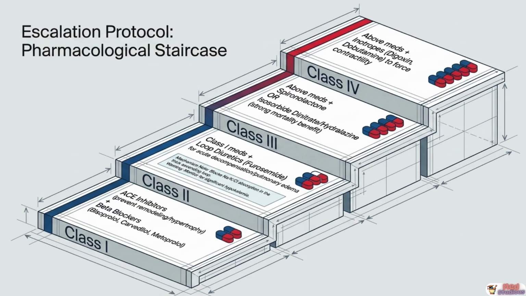At class 3, a loop diuretic, most commonly furosemide, is added to manage symptomatic volume overload and pulmonary edema. Furosemide blocks sodium, potassium, and chloride reabsorption in the thick ascending loop of Henle, producing rapid natriuresis and diuresis. Significant hypokalemia is a critical monitoring concern. Also at class 3, spironolactone or isosorbide dinitrate hydralazine provides additional mortality benefit.